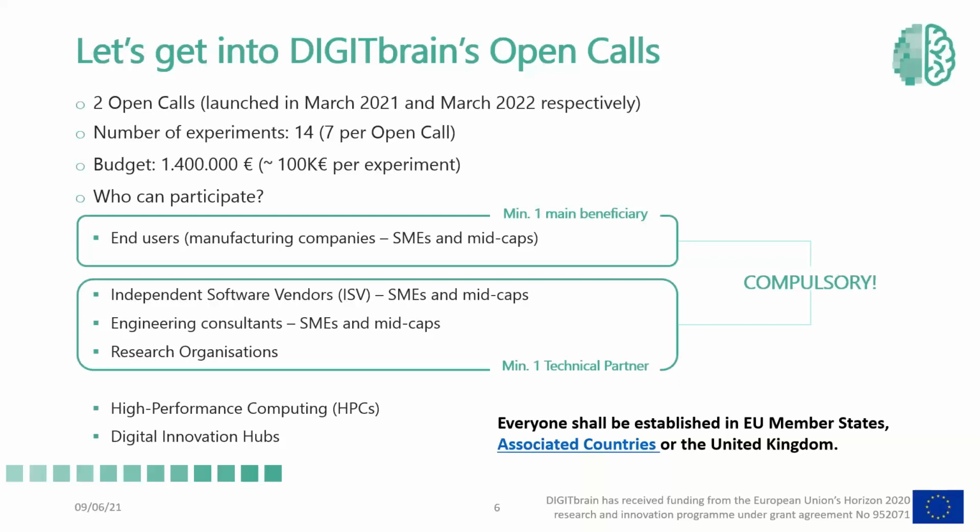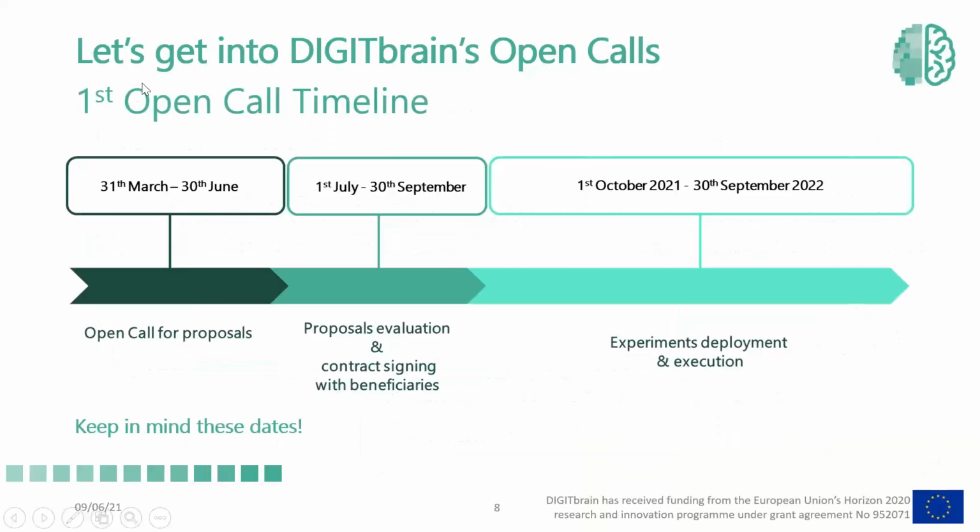So 2 important things to note. The first one is that consortia must be made up at least by 1 end user leading the experiment and 1 technical partner as bare minimum. Secondly, all the proposals must be established in the European Union, the associated countries to the Horizon 2020 program, or the United Kingdom.